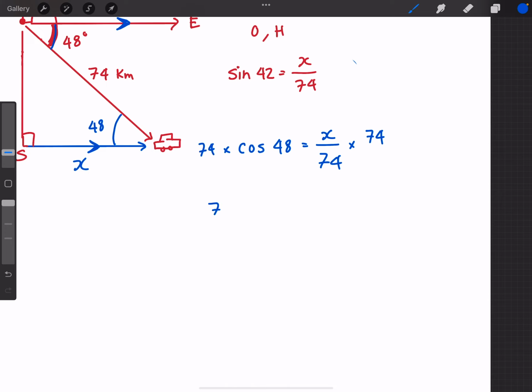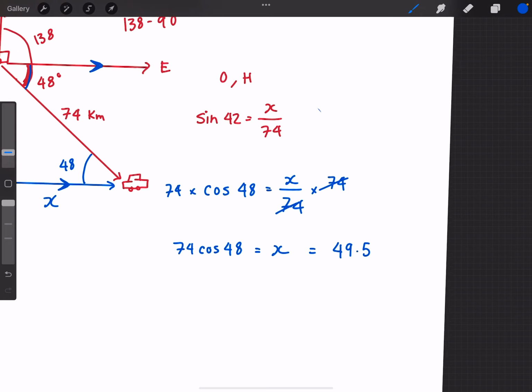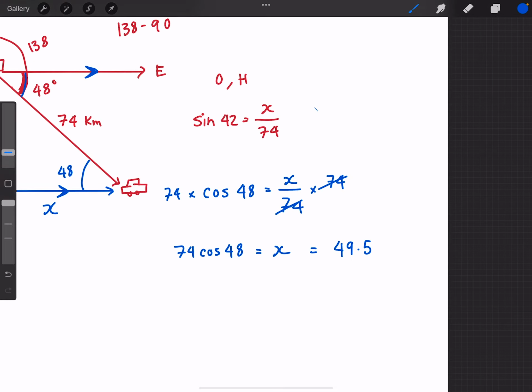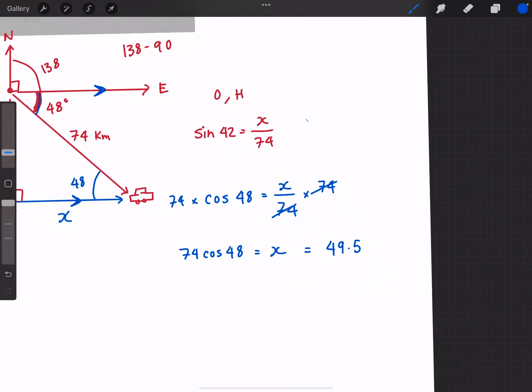So on the left hand side, you're going to get 74 times the cos of 48, and that's going to equal, this will cancel out, this will be x. So put that directly into the calculator, and you're going to get 74 cos 48, and that's going to equal 49.5. Okay, because it says to 1 decimal place, so that's what it is.